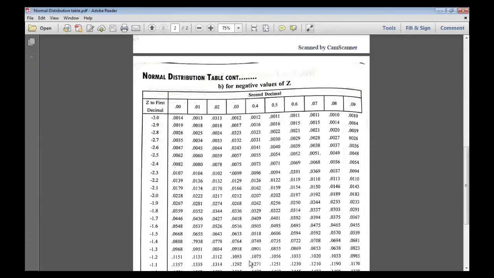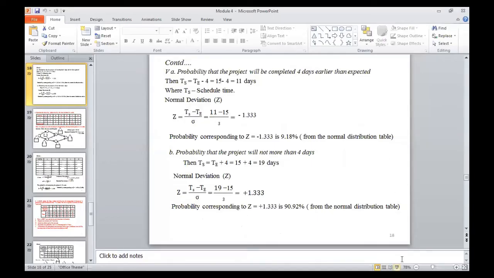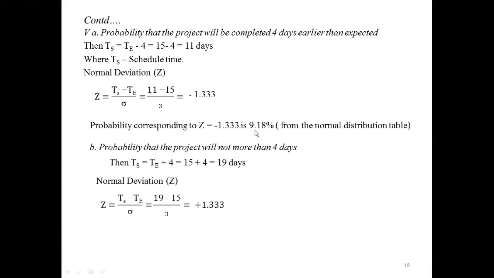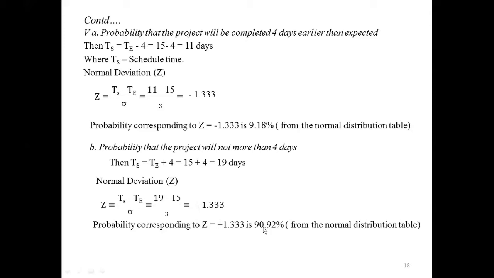Then next, we'll go for the next problem. After calculating the Z value equals minus 1.33, from the normal distribution table we get it as 9.18. Similarly, for Z equals 1.33, from the normal distribution table you get it as 90.92 percentage. That is from the normal distribution table. This is the solution for the given problem.